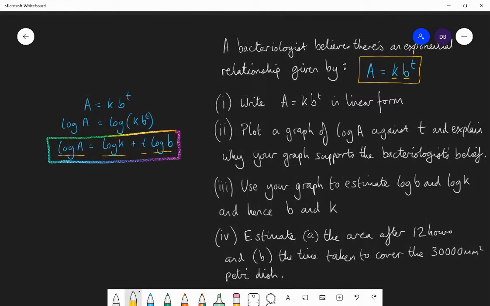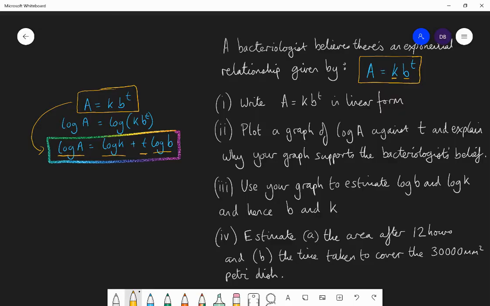When we plot it, if we get a straight line, then it'll support the bacteriologist's belief, because if we plot log A against T and it forms a straight line, then that shows that the exponential is turned into a linear graph by using this method, this reduction to linear form. And so if we have log A against T and it forms a linear graph, then we know it came from an exponential function. So let's do that second part.